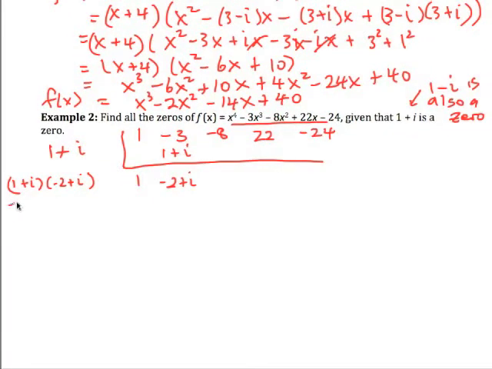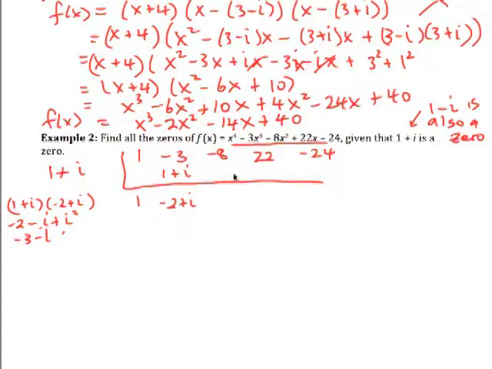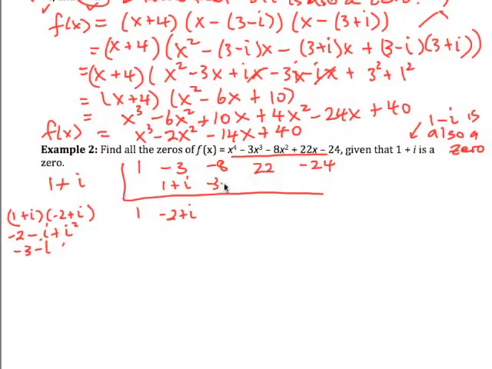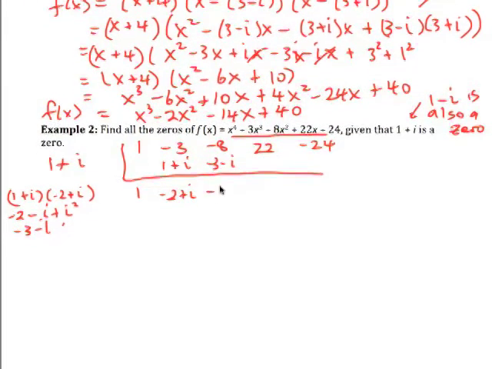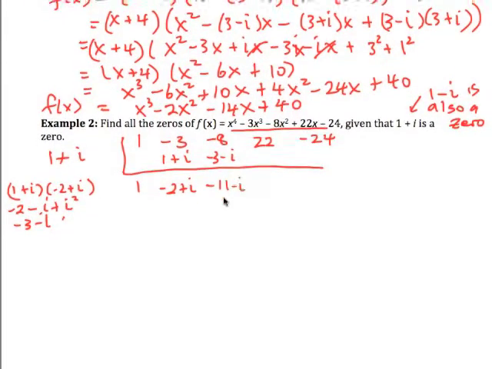Now you'll notice that you'll get a negative 2. You'll get a 1i minus 2i's, minus i. Right, and we'll have a positive i squared, which is negative 1, so I'll get negative 3 minus i. Alright, so this will be negative 3 minus i. Then when we add, we'll get a negative 11 minus i.